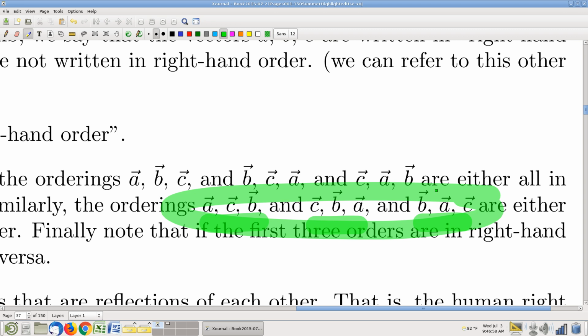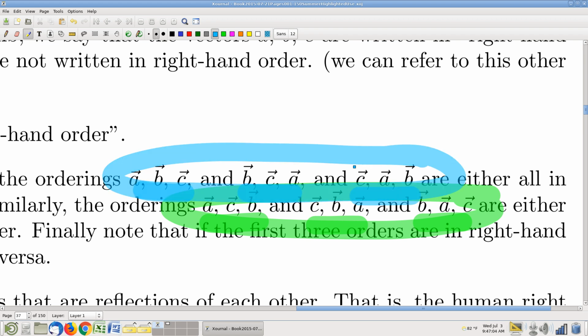And finally, it's not hard to persuade yourself that these three orderings that I have written down in blue are all the same, and these three orderings that I have written down in green are all the same. These pairs are always opposite of each other. So if ABC is a right-hand ordering, then ACB has got to be a left-hand ordering. Now, how can you see that? Well, again, it's a little hand-wavy argument.